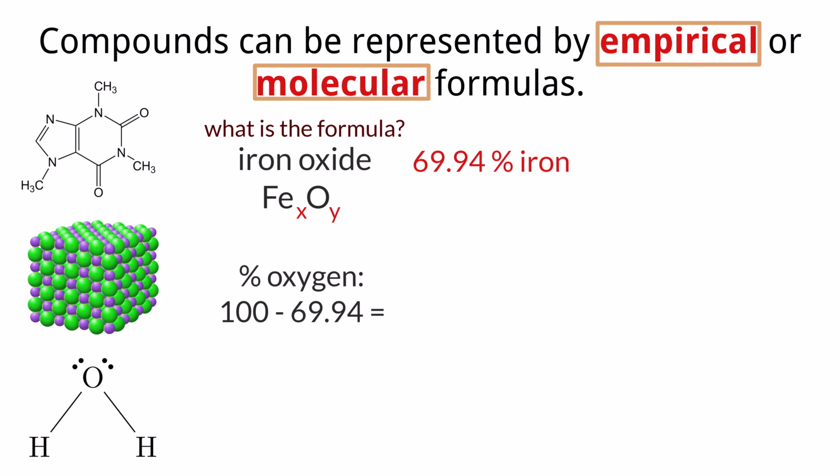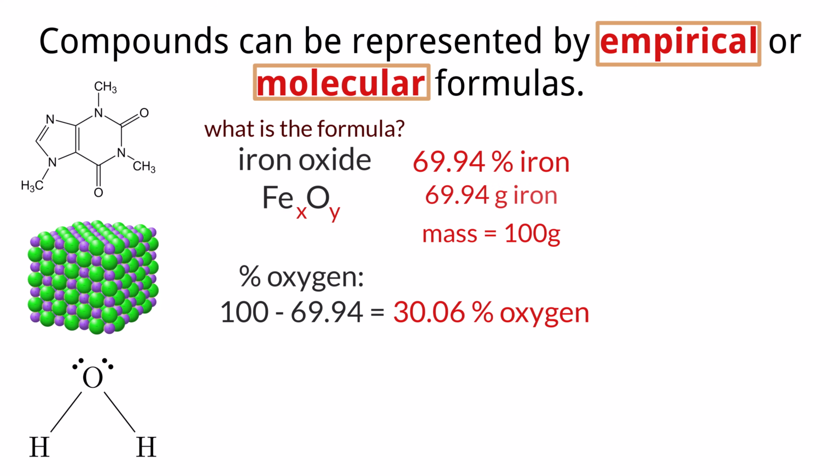First, we can determine the percentage composition of oxygen with this given information. 100 minus 69.94 is equal to 30.06. So this sample is 30.06% oxygen. To work with these values easily, we will let the total mass of our iron oxide be equal to 100 grams, so that the mass of iron is equal to 69.94 grams and the mass of oxygen is equal to 30.06 grams. From the mass values, we will calculate the mole values of iron and oxygen, which will become the subscripts X and Y in FeXOY.